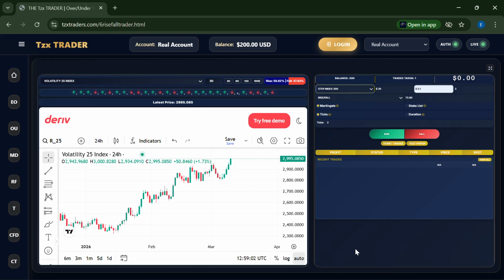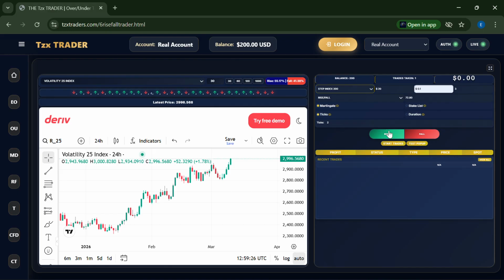For the fall market, you should trade only step index 100 and 300 unless otherwise. Once you find the RSI is above 50, you trade a fall market. But if you find it below 50, just avoid the market, do not trade. As simple as that, and that is how you always make quick money. So let's get into it.